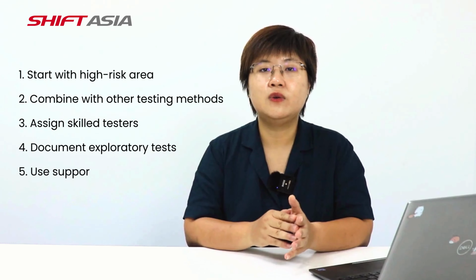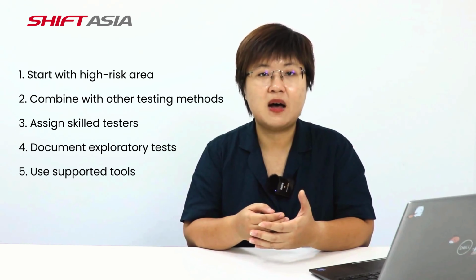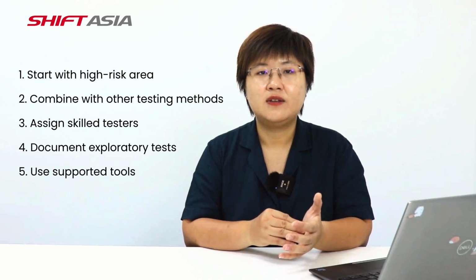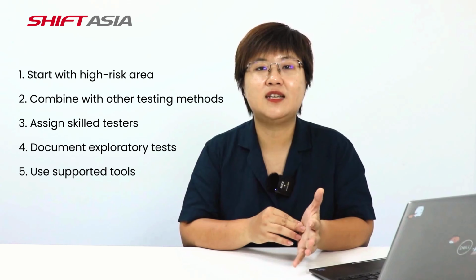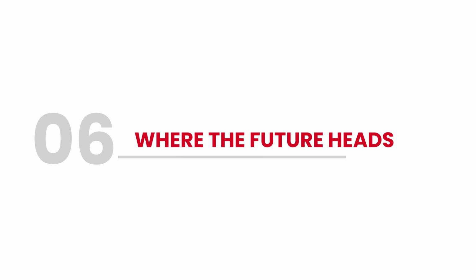Use tools to support testing. Exploratory testing can benefit from mind mapping tools, test charters, or note-taking software to organize findings. Tools help keep track of what's been tested and make it easier to reproduce or repurpose. Can we apply automation? While ad hoc and exploratory testing are inherently manual by nature, automation can play a valuable complementary role in supporting these testing methods.